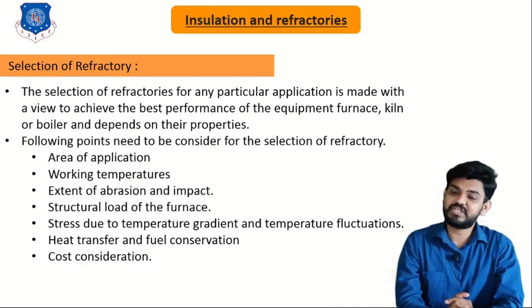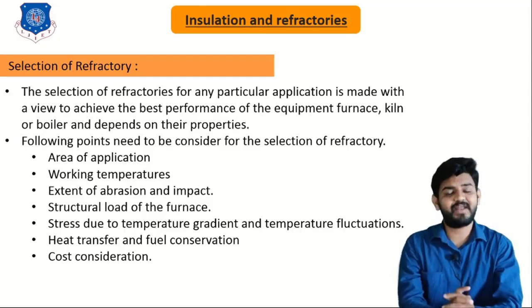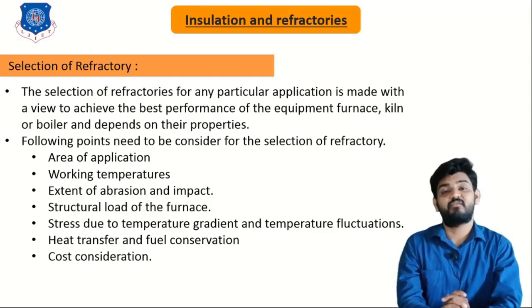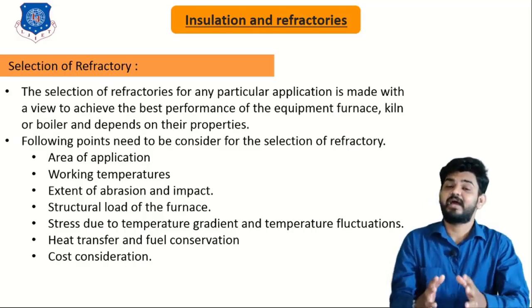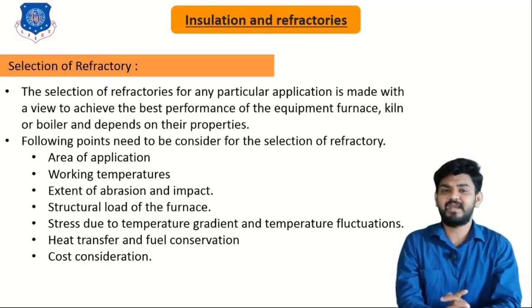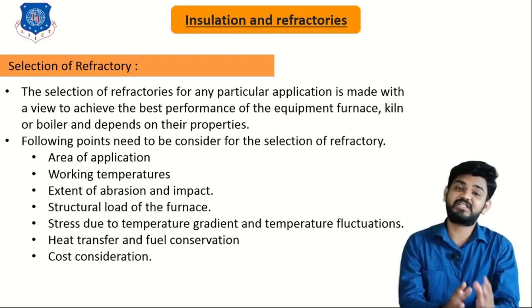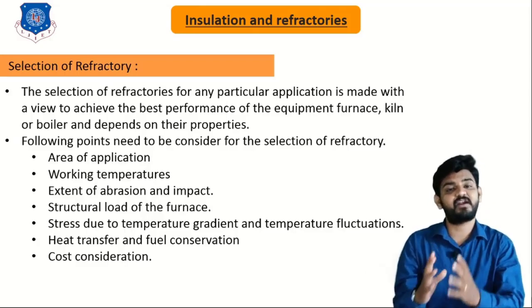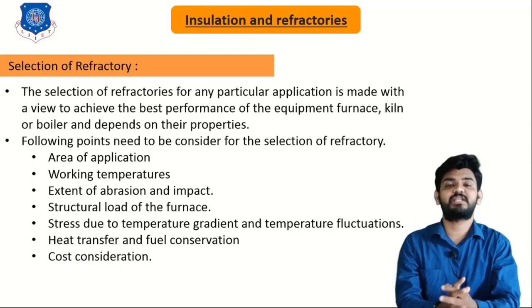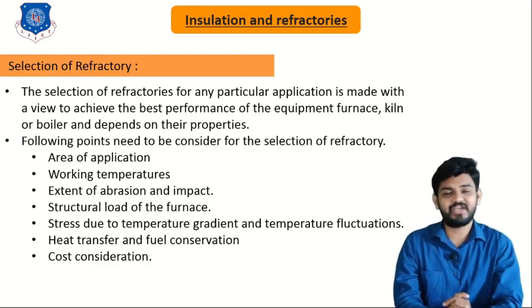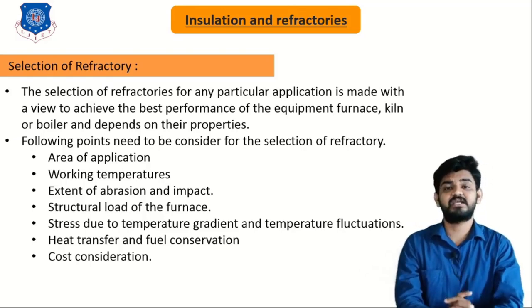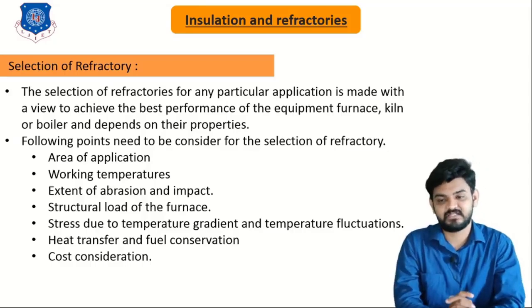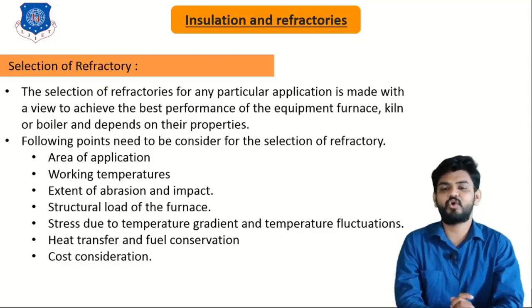The next one is stress due to temperature gradient and temperature fluctuation. So while selecting refractories, we need to understand what temperature gradient we are expecting from the furnace, and whether the selected material will withstand the fluctuation in temperature while running the furnace and while the furnace is off, that is, when we are not using that furnace. So the refractory has to play a very important role, and hence this temperature fluctuation needs to be considered while selecting refractories.